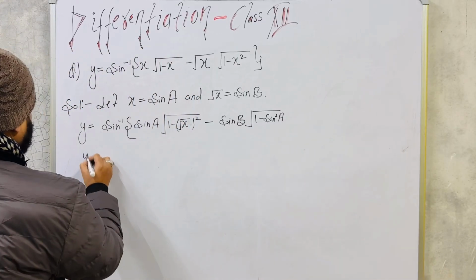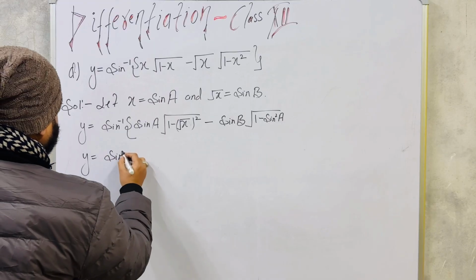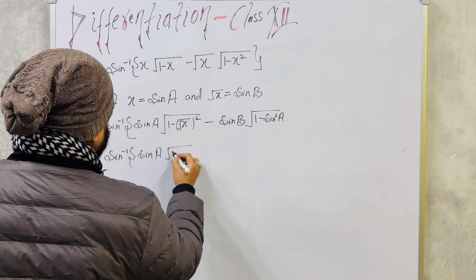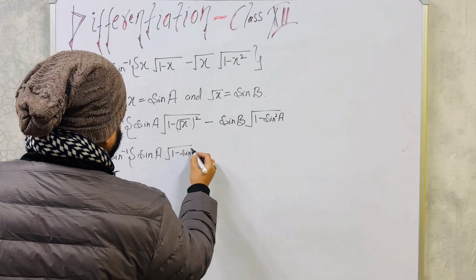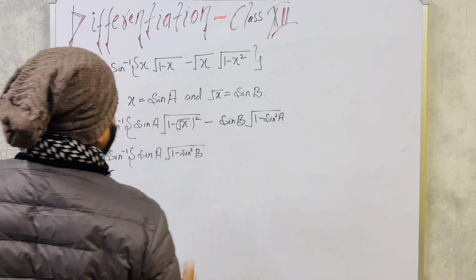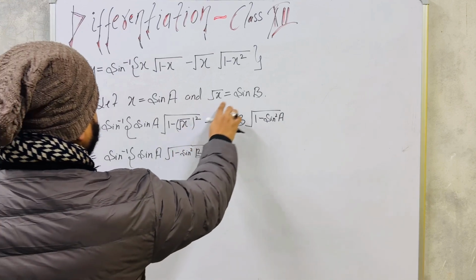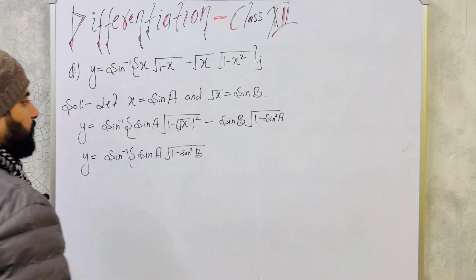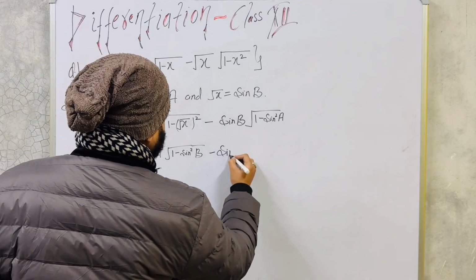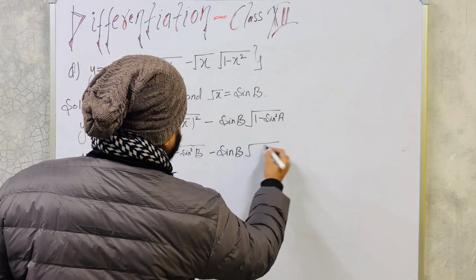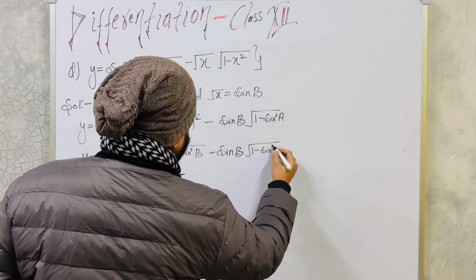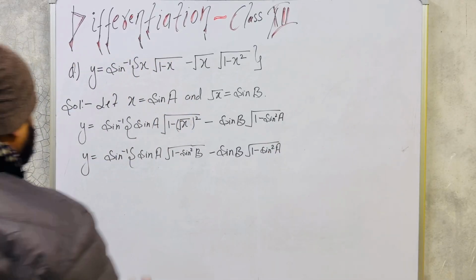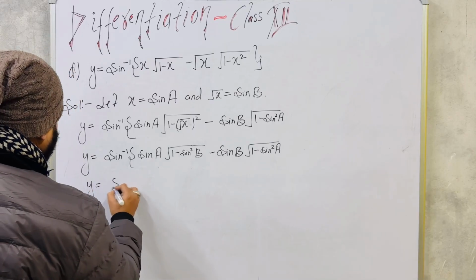Now y is equal to sine inverse of sine a times under root 1 minus sine square b, because under root x is sine b, minus sine b times under root 1 minus sine square a. We have to write this question again.